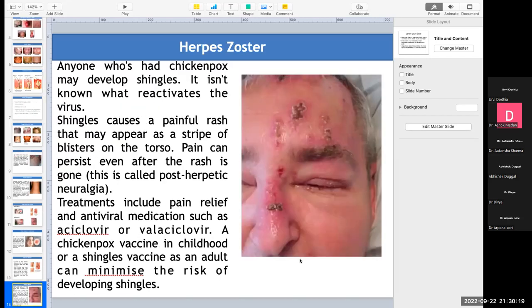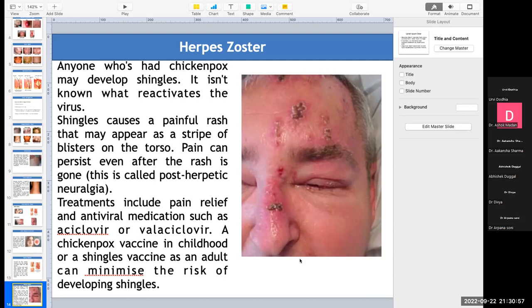Now we come to herpes zoster, which is a very severe infection, and it gives a lot of trauma to the patient and severe pain sometimes. Patients can't bear it and they come with tears. Anyone who has had chickenpox may develop herpes zoster. It's not known what reactivates the virus. Most commonly we say that if immunity is going down, then low immunity can cause herpes zoster.